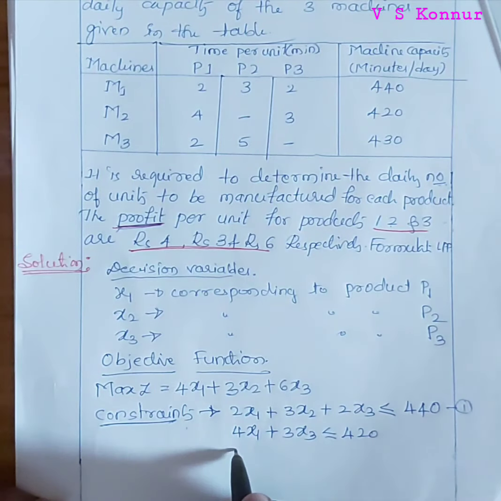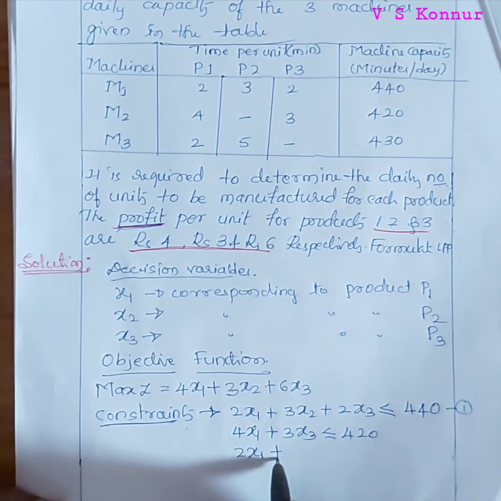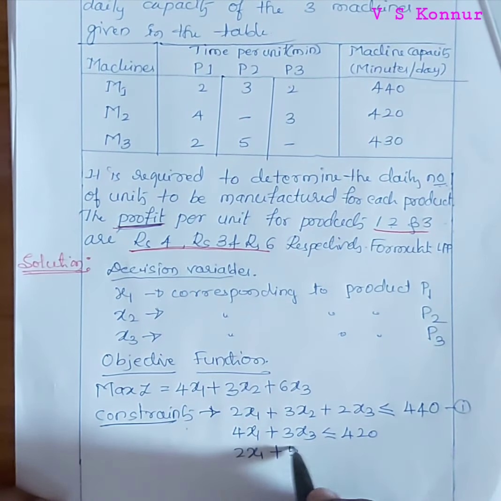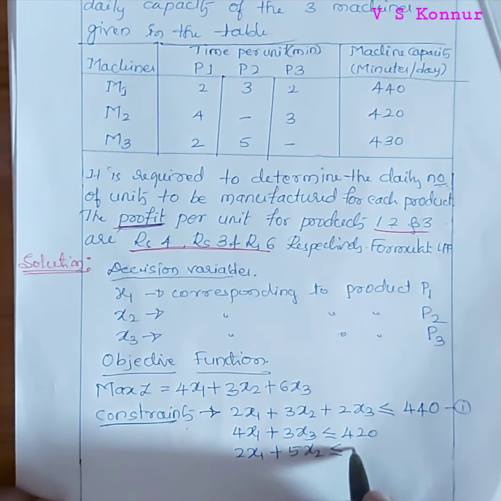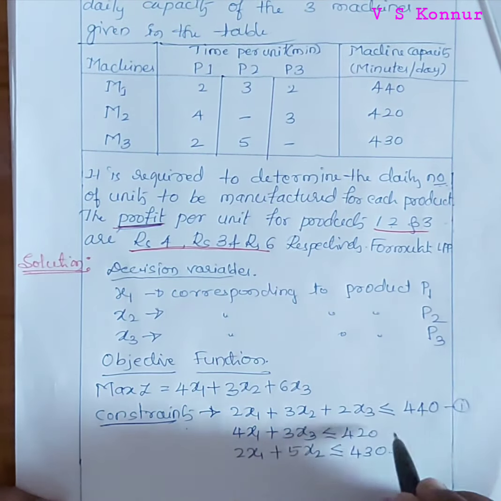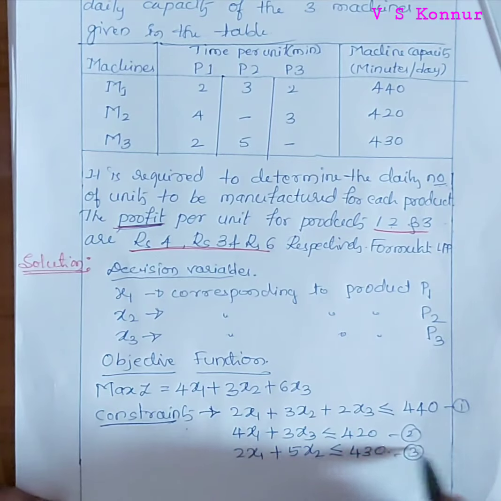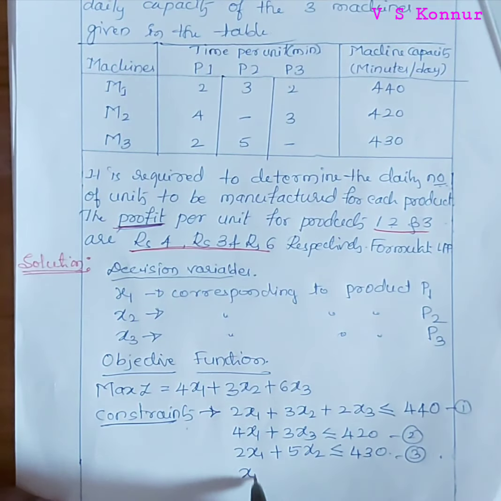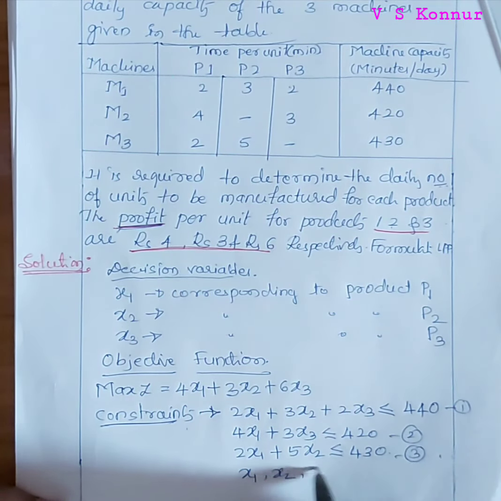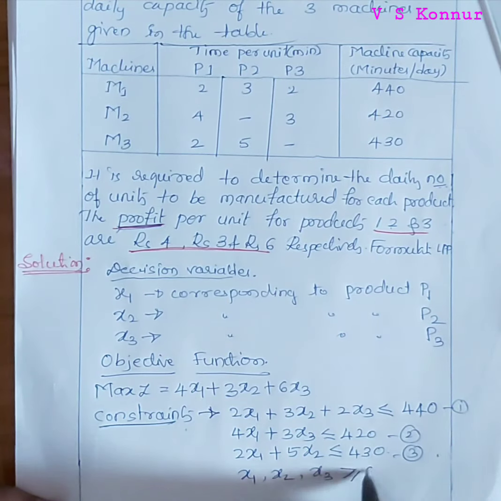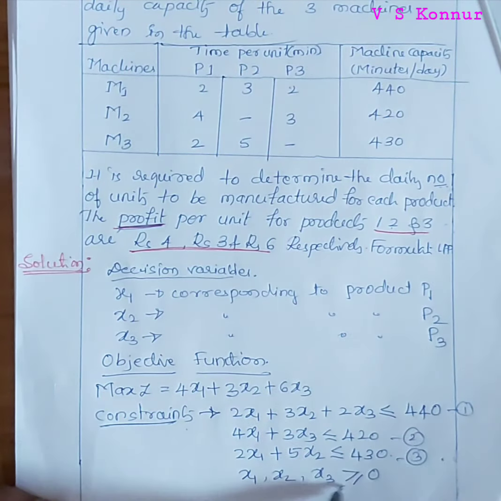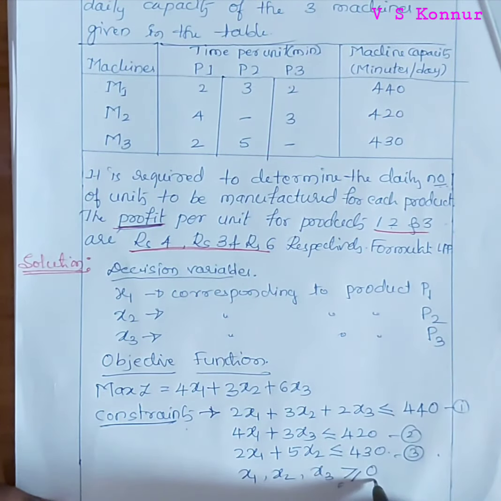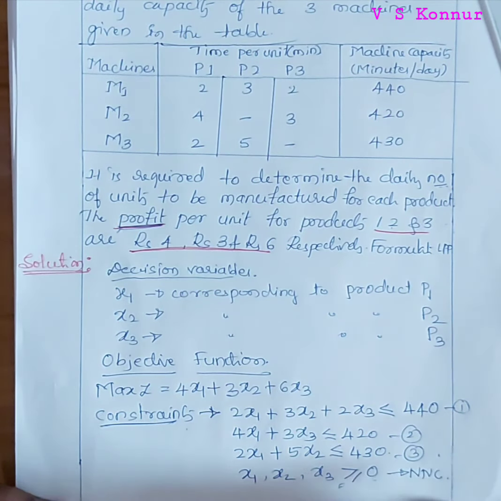Then 2x1 plus 5x2 less than or equal to 430. This is the second constraint, this is the third constraint. Then finally x1, x2, x3 always greater than or equal to 0. Why greater than or equal to? There are no negative products. Because of that, this should be greater than or equal to 0. These are called non-negativity constraints. So this is the answer.